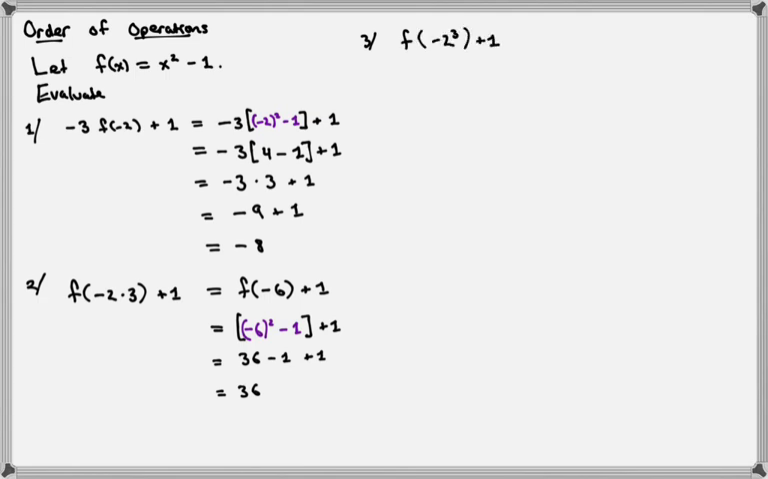Let's look at f of minus 2 cubed plus 1. I need to cube minus 2 first, so I need to cube 2 first, and then take its opposite value. So 2 cubed will be 8, and the opposite of 8 is minus 8. I then evaluate my function, minus 8 squared minus 1, and then I'm adding 1 to the result. Just like in the previous example, I'll get 64 now, and the minus 1 and the plus 1 will cancel out, and I'll get 64.